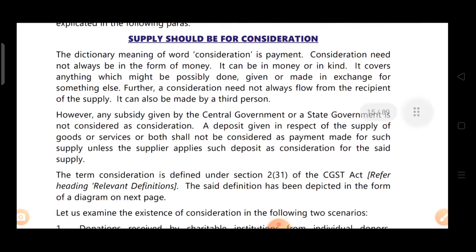However, any subsidy given by the central government or state government is not considered as consideration. Suppose any subsidy is given by the central or state government in respect of that supply, that subsidy amount is not included in consideration. A deposit given in respect of the supply of goods or services or both shall not be considered as payment made for such supply unless the supplier applies such deposit as consideration for the said supply. This also we have discussed. Means any security deposit that is received by the supplier will not be included in this consideration unless the supplier applies such deposit as payment for the said supply.